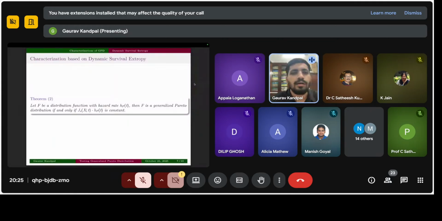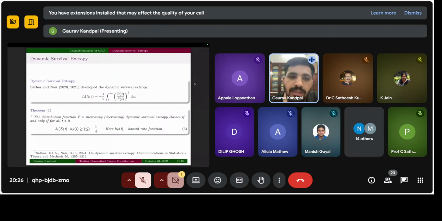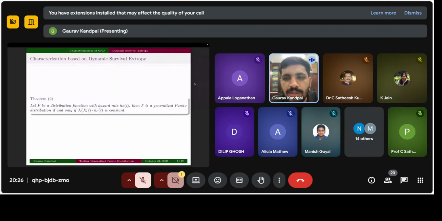In theorem number 2, what we have got is: let f be a distribution function with hazard rate h f t. Then f is a generalized Pareto distribution if and only if this product of dynamics of exotropy and hazard rate function is constant. As you can see here, these two functions are functions of t, but if the product is constant, then we will say that this distribution is generalized Pareto distribution, and we have a proof of this theorem in our paper.